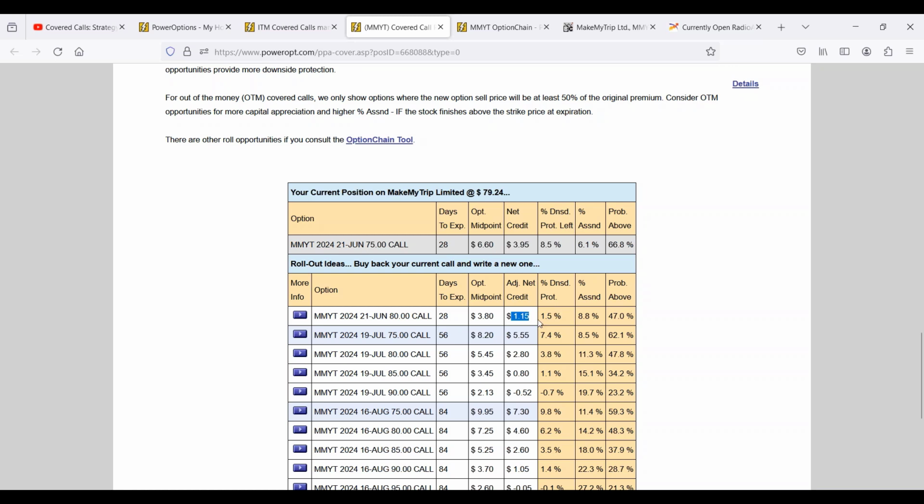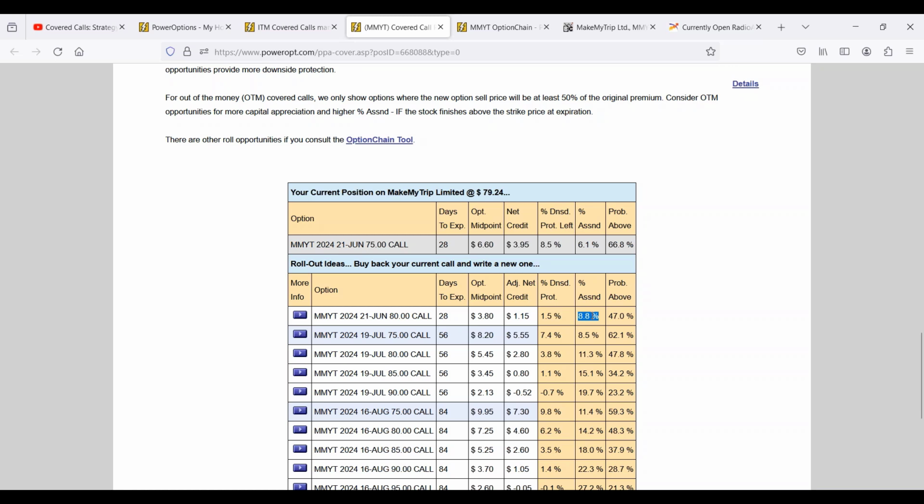Rolling up to the 80 would only leave us with a 1.5% downside protection. The stock could fall 1.5% from where it is now before we start losing money on this position that we actually have a profit on, due to the extra cost of buying it back at $6.60. However, if we do get assigned at 80 now, we'd increase our potential max return by 2.7%.